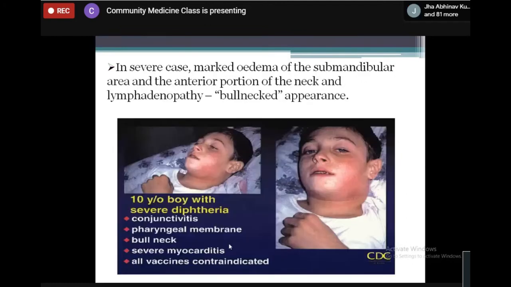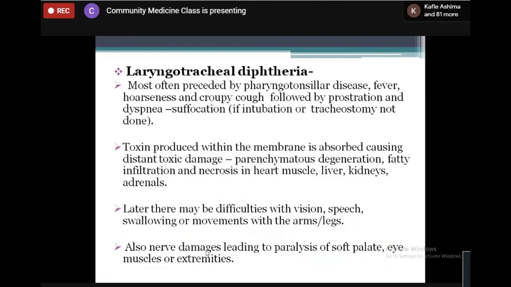That's why this child is having myocarditis, inflammation of the heart muscles, because now in severe cases the toxin starts affecting the distant organs as well and causes fatty infiltration in the liver, parenchymatous degeneration, and necrosis, death of the cells, in the heart muscle, liver, kidneys, and adrenal glands.